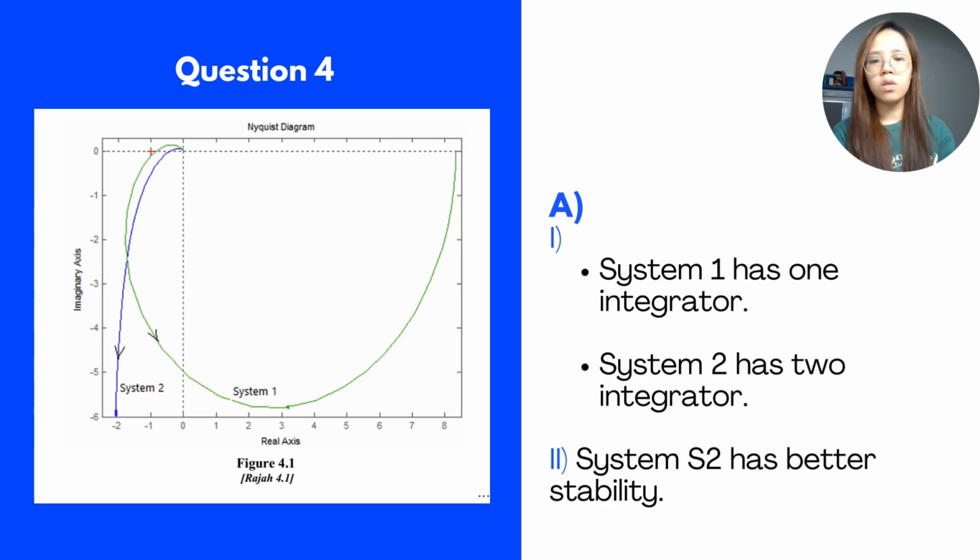For question 2, system 2 has better stability because system 1 passes much closer to the critical point -1 than system 2. System 2 crosses the negative real axis much further to the left of the critical point, indicating a larger gain margin. System 1 passes inside the unit circle very close to the critical point, indicating a very small phase margin.